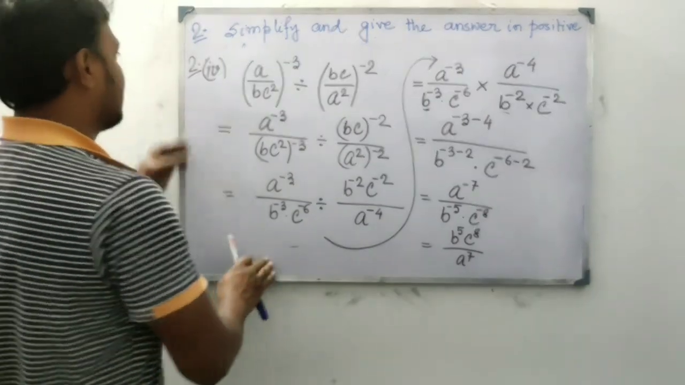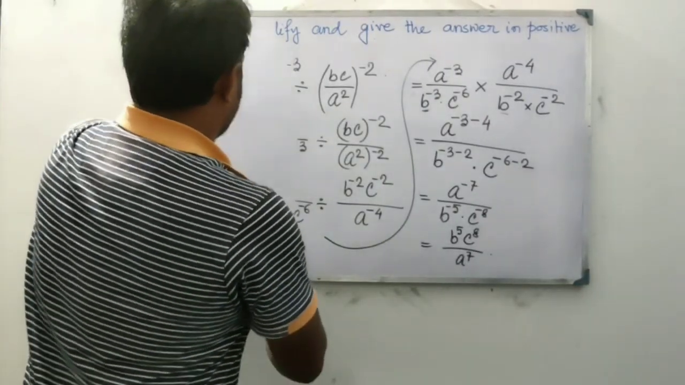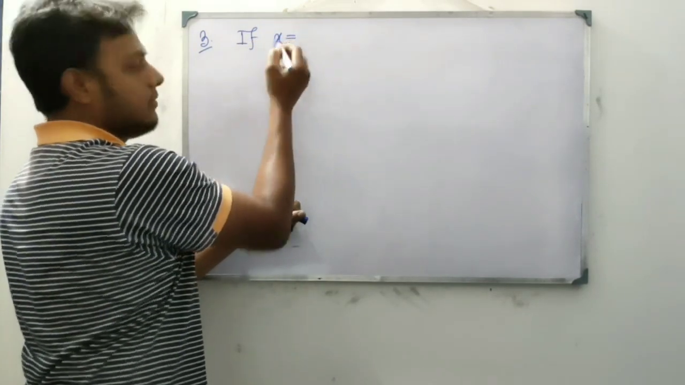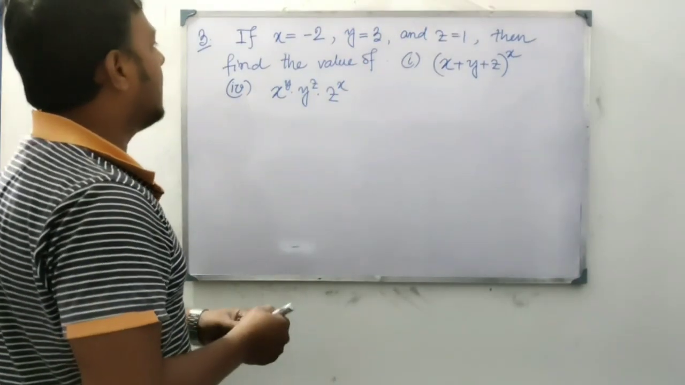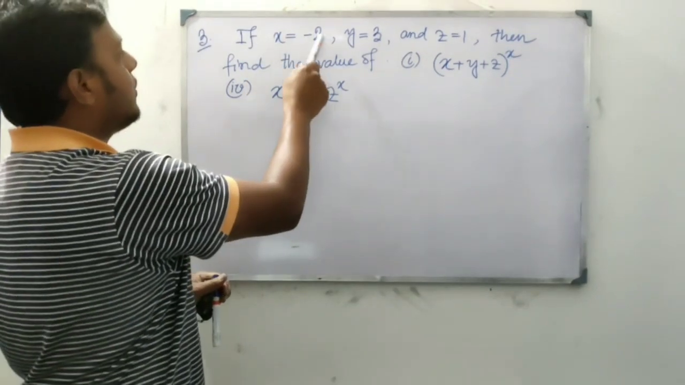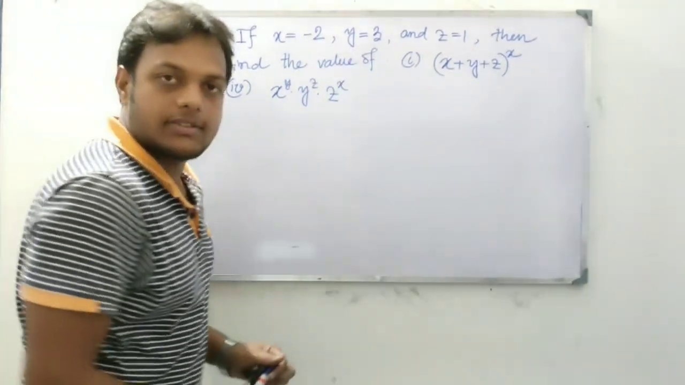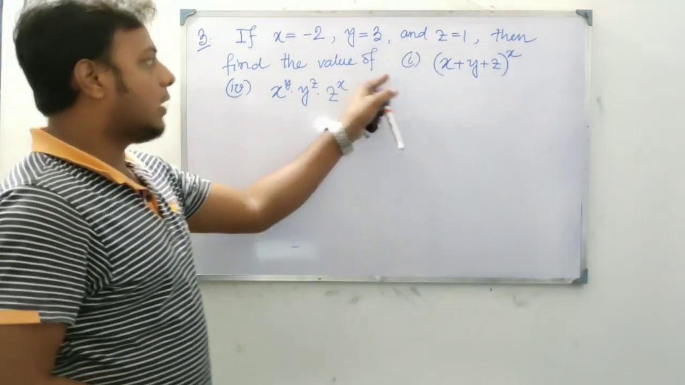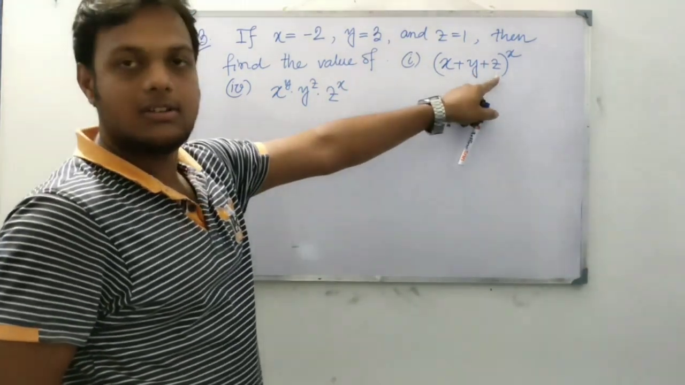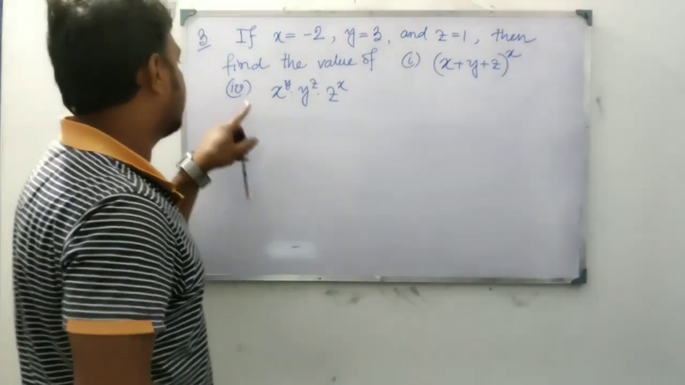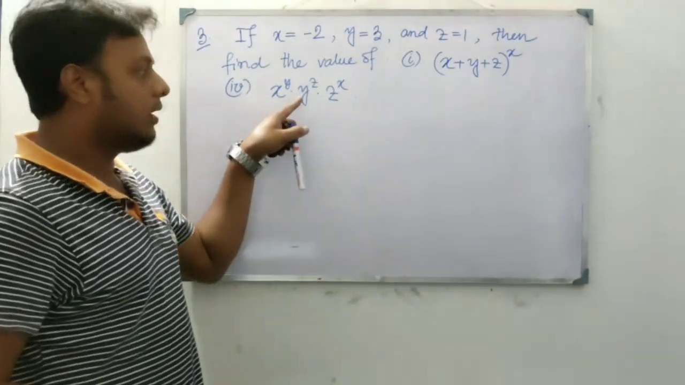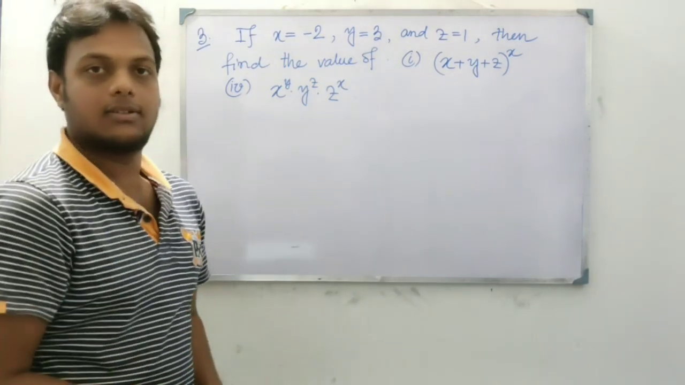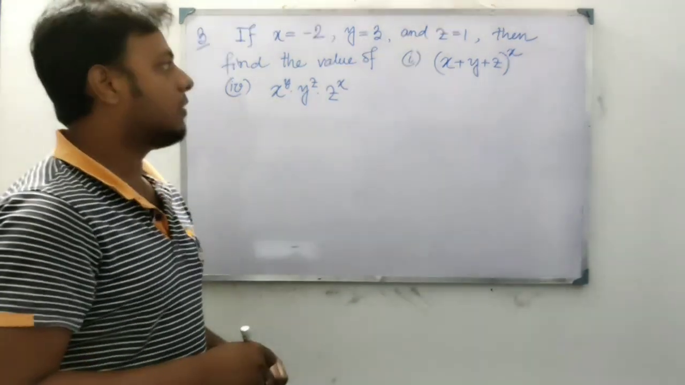Next, if x equals to, okay, third series, I am given that if x equals to minus 2, y equals to minus 3 and z equals to 1, then find the value of x plus y plus z whole to the power x. And the fourth problem is x to the power y into y to the power z into z to the power x. You have to find out the value of these two.